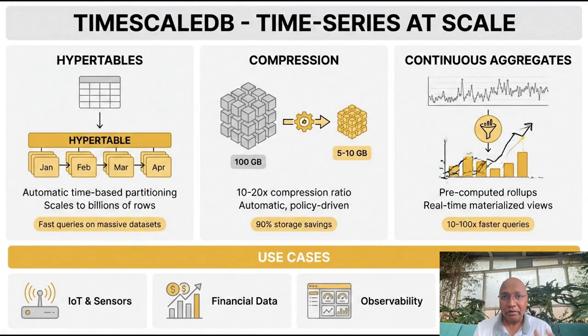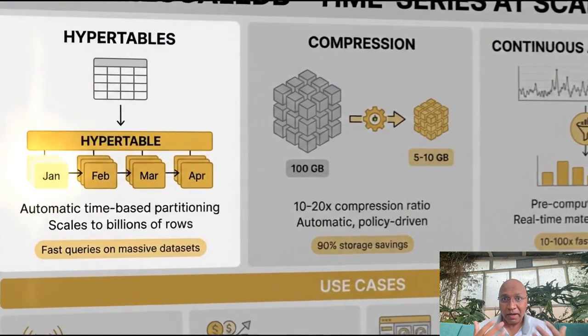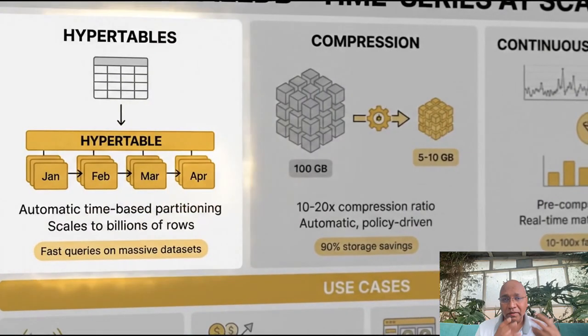Tiger Data actually started out as TimescaleDB, but they started adding so many more features and capabilities that the name TimescaleDB just didn't make much sense. Although TimescaleDB is one of the key offerings of Tiger Data. And one of the key features of TimescaleDB is called hypertables. What hypertables do is take your time series data and automatically partition it based on time. And that, along with a bunch of other key innovations, helps you scale to billions and billions of rows. That's why a lot of companies like Polymarket and others use Tiger Data.